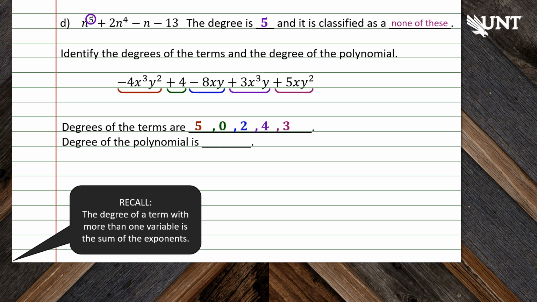Now we're ready to identify the degree of the polynomial. And again, the degree of the polynomial is the largest or greatest degree of any term of the polynomial. So looking at our list of degrees, we had a 5, 0, 2, 4, and 3. Which one was the highest? I hope you said 5. So this is a 5th degree polynomial.